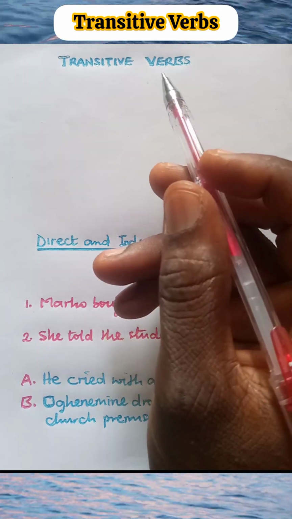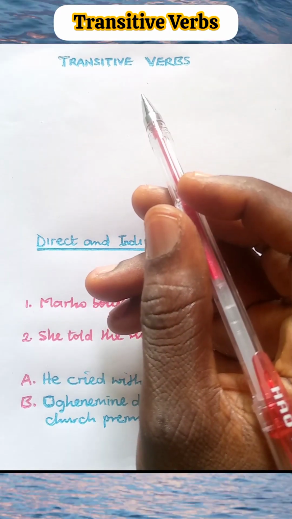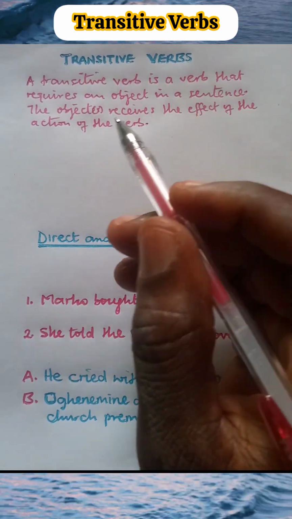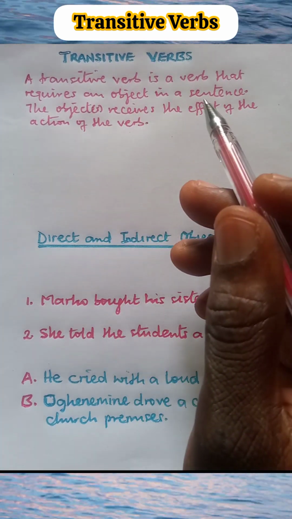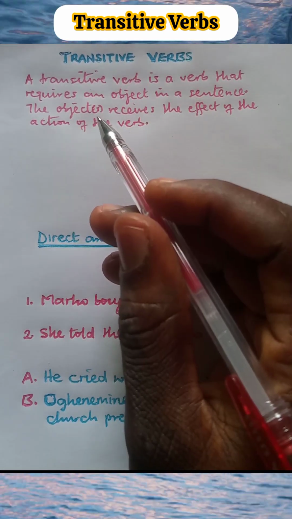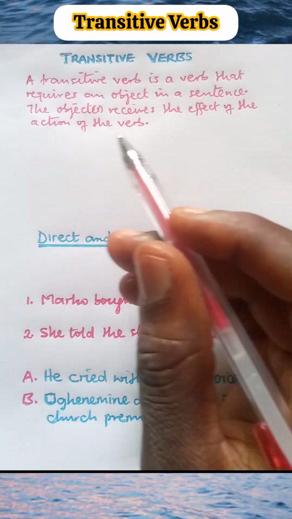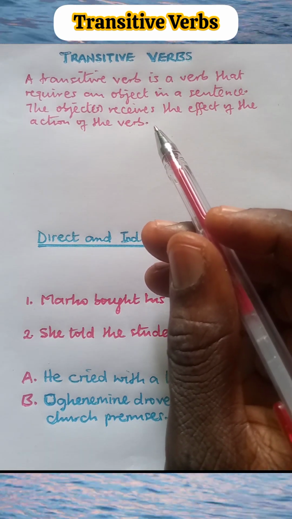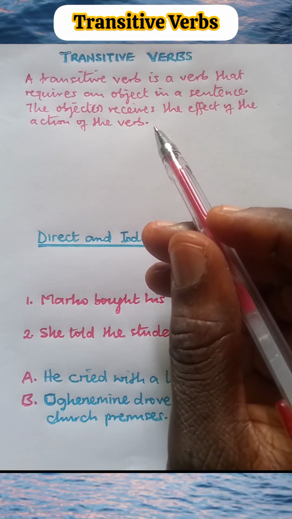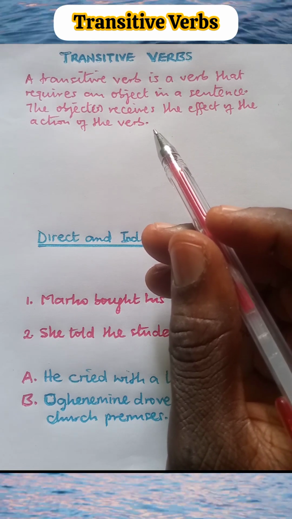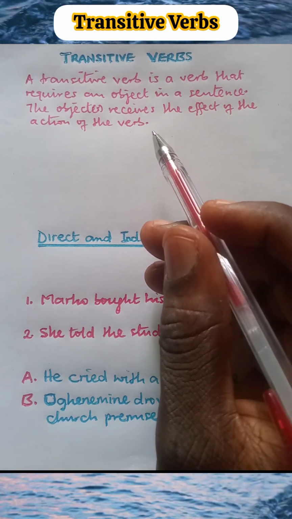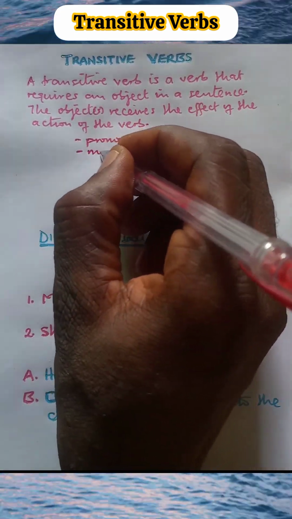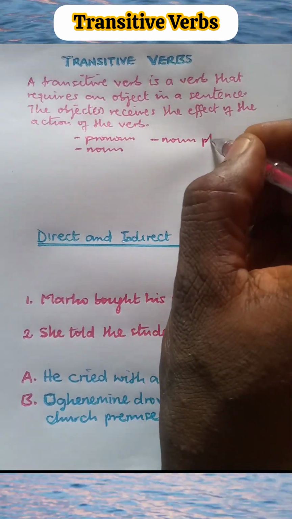Transitive verbs. What is a transitive verb? A transitive verb is a verb that requires an object in a sentence. The object receives the effect of the action of the verb. In other words, a verb is said to be transitive if it has an object. The action of the verb is transited to the object. Now, the object of a transitive verb could be a pronoun, a noun, or a noun phrase.